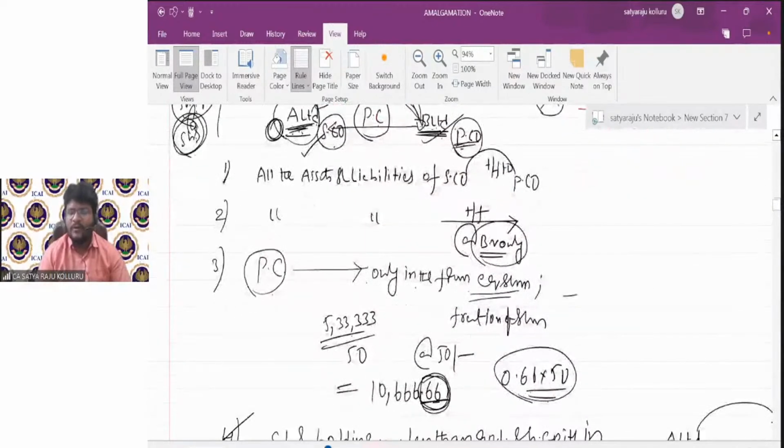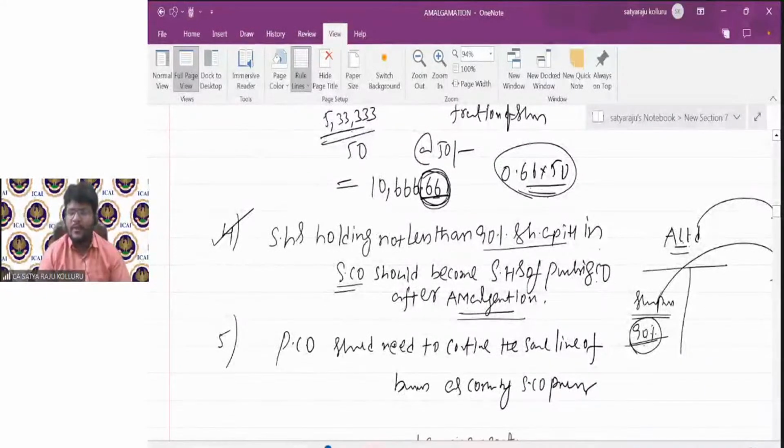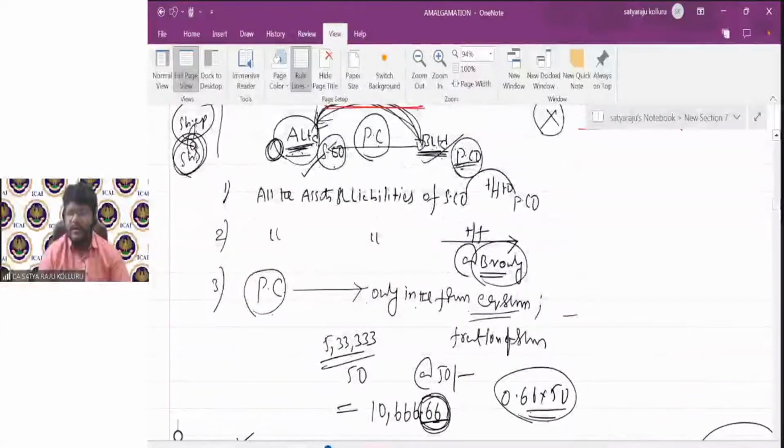If all assets and liabilities of the selling company are taken over by the purchasing company, all assets and liabilities are transferred at book values only. PC should be paid only in the form of fully paid up equity shares. But if there is a fraction of a share, then the purchasing company may issue cash. Shareholders holding not less than 90% of the share capital in the selling company should become shareholders of the purchasing company after amalgamation, and the purchasing company should continue the same line of business as conducted by the selling company before amalgamation. Am I right? If all such 5 conditions are satisfied, then it is a merger.